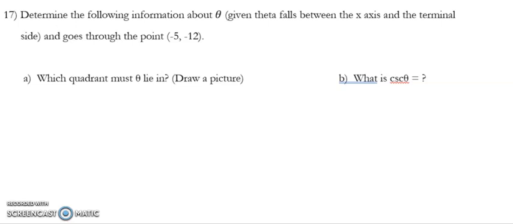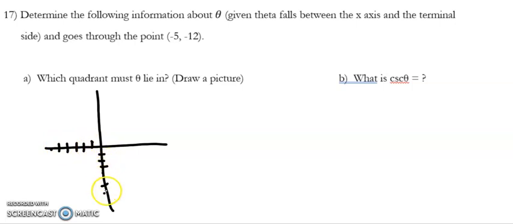Determine the following information given that theta falls between the x-axis and the terminal side and goes through the point negative 5, negative 12. So the first thing I'm going to do is draw negative 5, negative 12. 1, 2, 3, 4, 5. And 1, 2, 3, 4, 5, 6, 7, 8, 9, 10, 11, 12. There's some tick marks in there. So negative 5, negative 12. So the terminal side of my ray, of my angle, goes through that point, negative 5, negative 12.